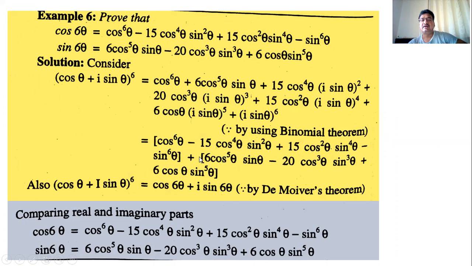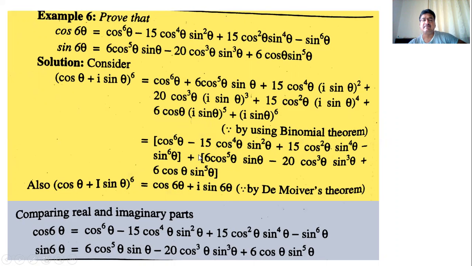Take that i common. Write i outside the bracket. Then in the bracket 6 cos raised to 5 theta sine theta, this term. Then this term, because i cube means i square into i, which is minus, so minus 20 cos cube theta sine cube theta. And then i raised to 5 means i square into i, that is minus 1 into i, so it is plus i, so plus 6 cos theta sine raised to 5 theta. So these are the coefficients of i.